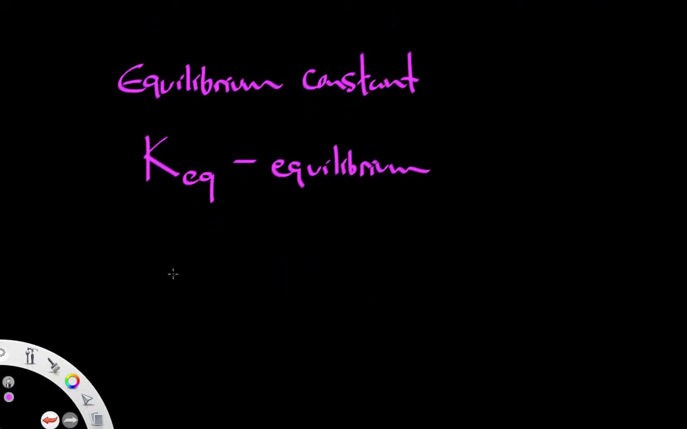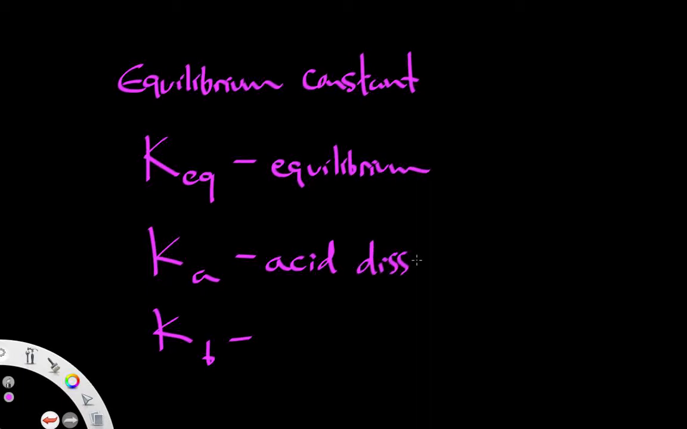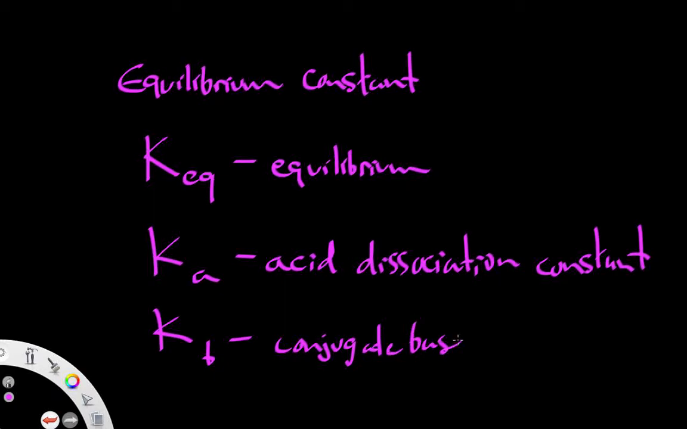Now, you might also see something that shows KA, KB, and these are going to be, this is an acid dissociation constant. At equilibrium, Kb is going to be the conjugate base of an acid, and that's going to be a constant as well at equilibrium.